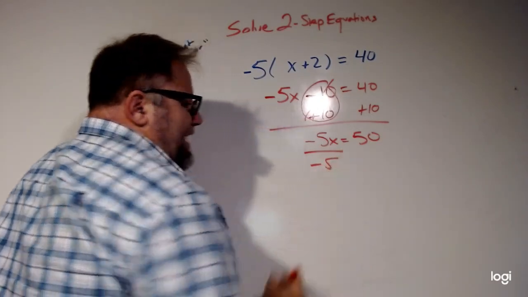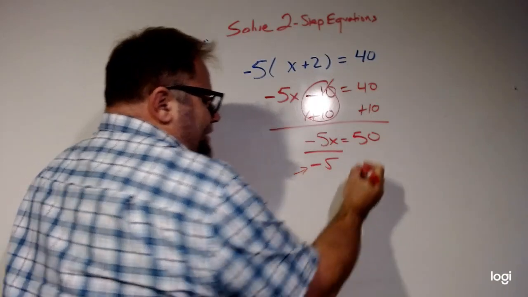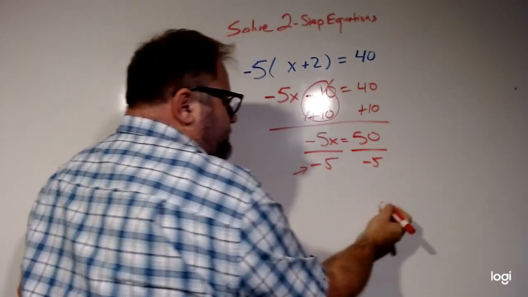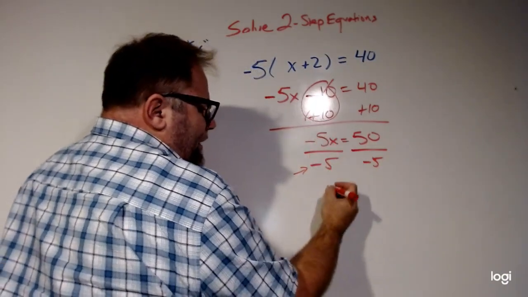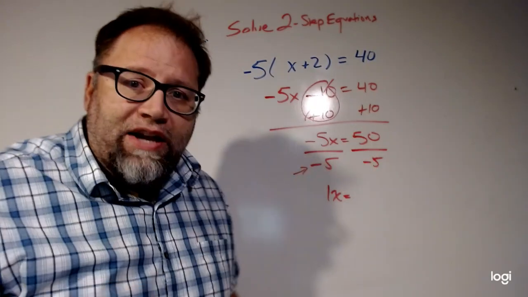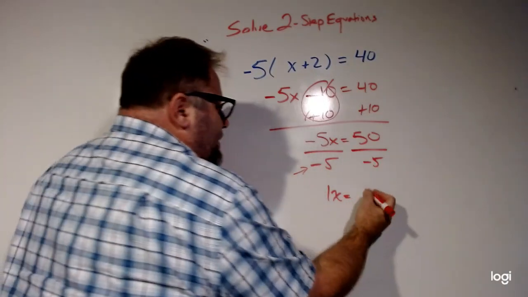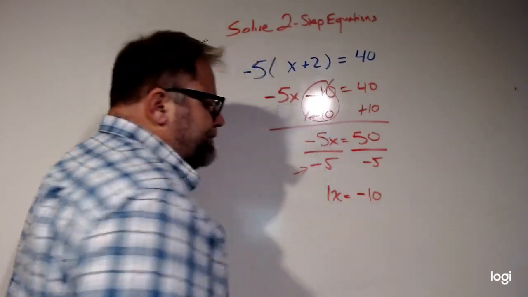Now we're dividing by -5. I can't stress this enough. Writing that sign matters. -5 divided by -5 leaves us 1x. And then a positive divided by a negative, opposite signs in multiplication division, gives us a negative answer.